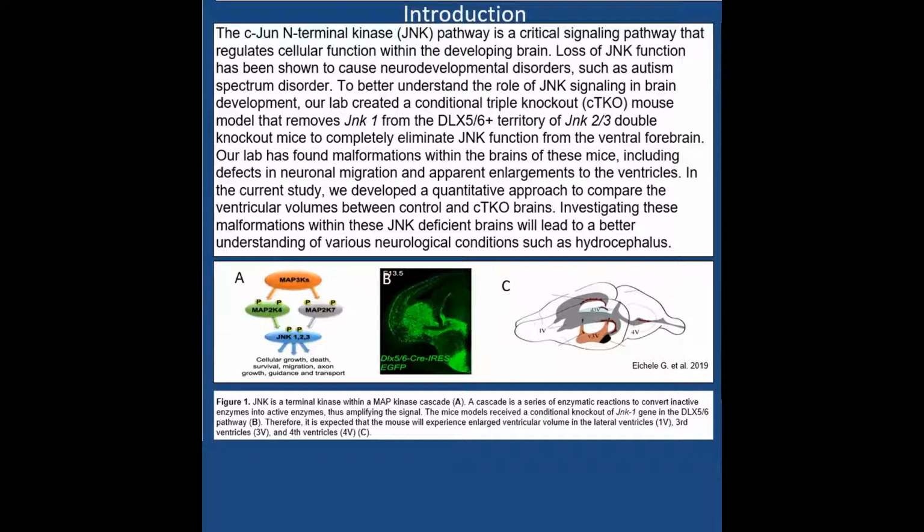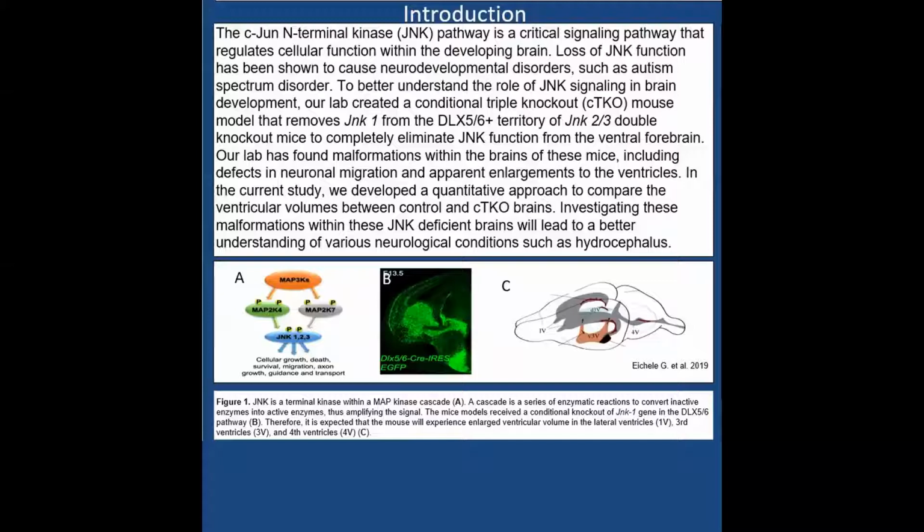To better study JNK, our lab used conditional genetic deletions to remove JNK function from the ventral forebrain. This allows us to study its effects on the developing brain. In this model, JNK2 and 3 were knocked out of the whole mouse, while JNK1 was only knocked out of the DLX5/6 territory. You can see this in the green. This means that only the green territory there is completely knocked out of all 3 JNK genes.